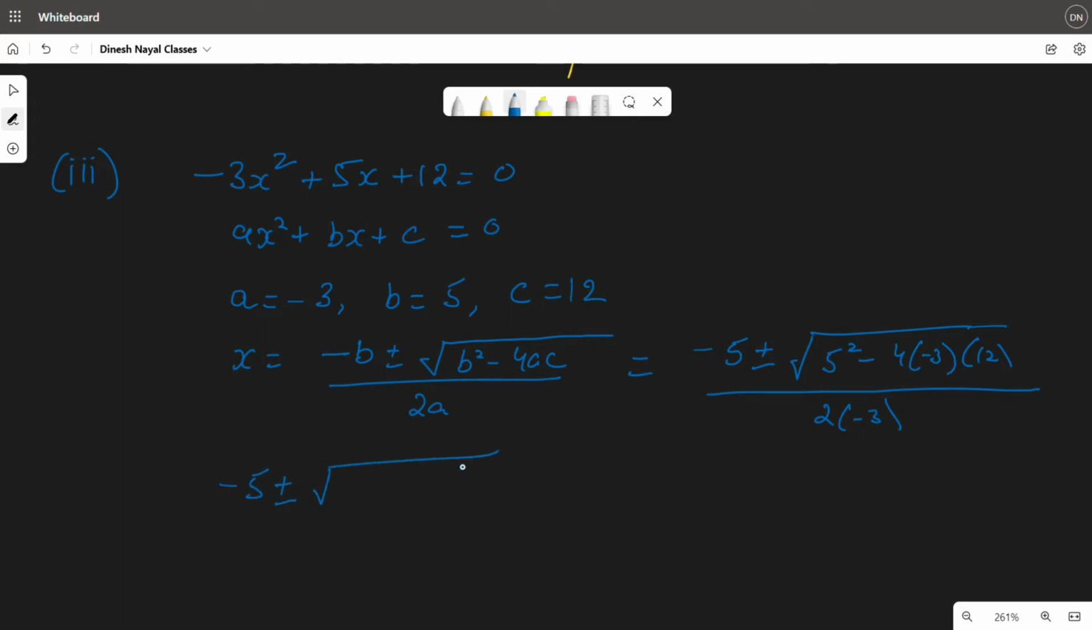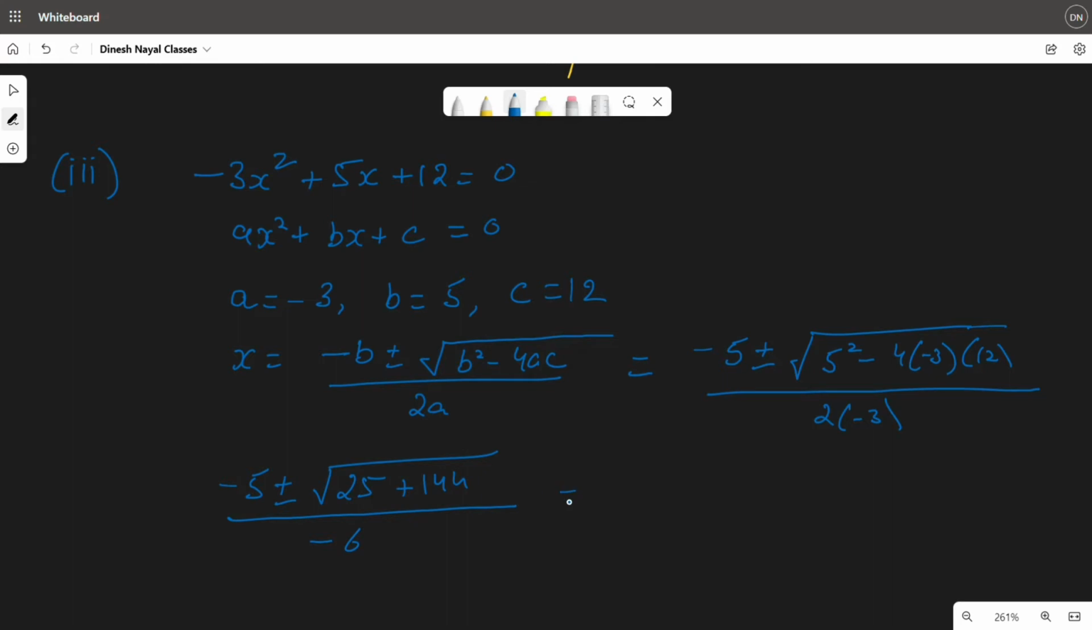This will become 25, as 5 square is 25. Now this is c. 4 into 3 is 12, and 12 into 12 is 144. But minus minus will become plus. There are two minus signs, so it will be plus. That's why this will be plus 144, upon 2 into minus 3, which is minus 6. Writing here minus 6.